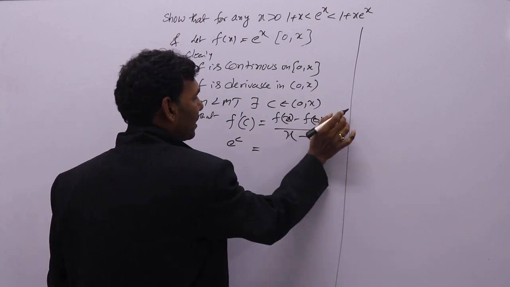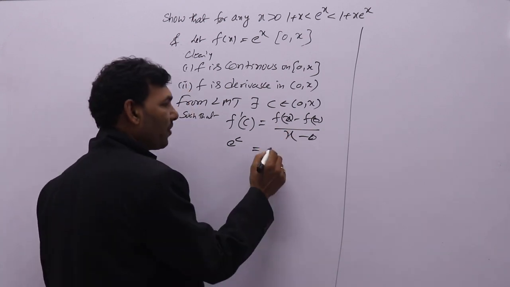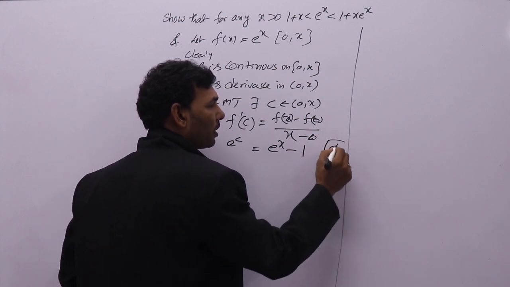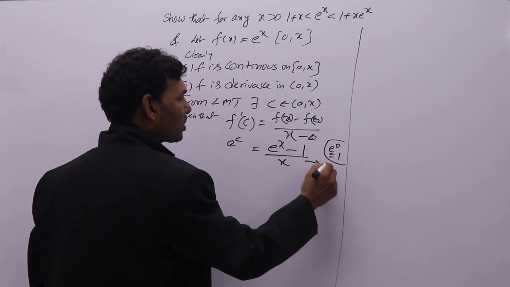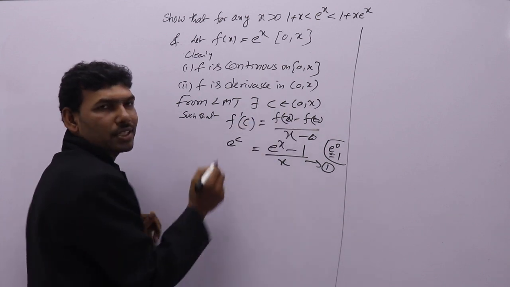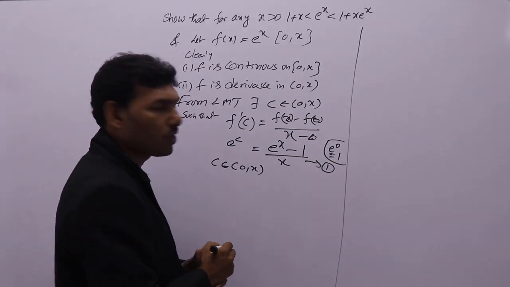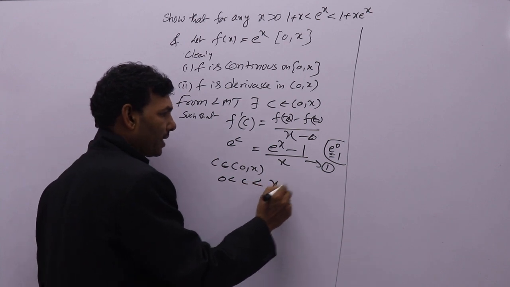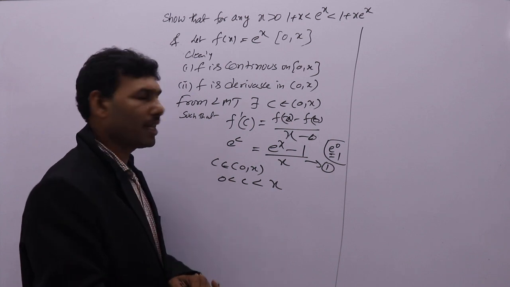Here also the same thing you will get. B is x, a is 0, x minus 0 you will get. F of b minus f of a: f of x means e power x minus e power 0. E power 0 is 1. So (e power x minus 1) by (x minus 0), which is x. Take this one as equation 1. Now from this point, c belongs to 0, x. Open interval 0, x means 0 less than c less than x. To get e power c, take e power. If you take e power also, the less than will be the same.